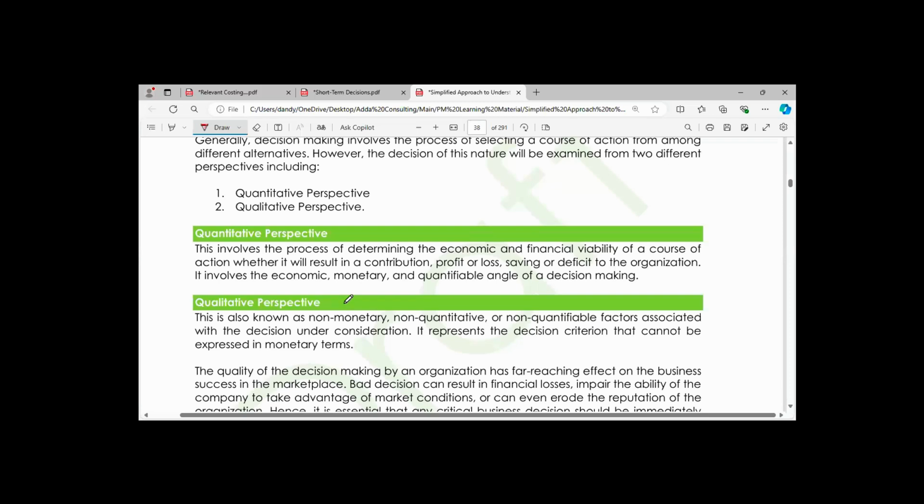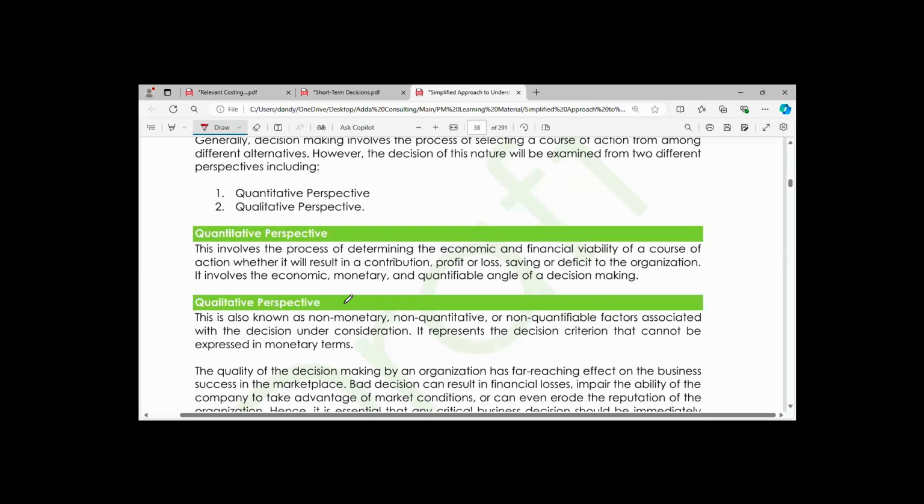These are the things you need to do. When you are carrying out the calculation, that calculation is called the economic, the monetary, the quantitative or quantifiable aspect of the decision. Your calculation is the economic angle of the decision that is to be taken.